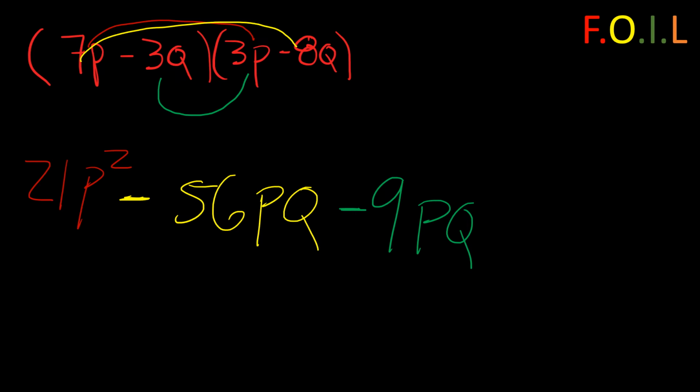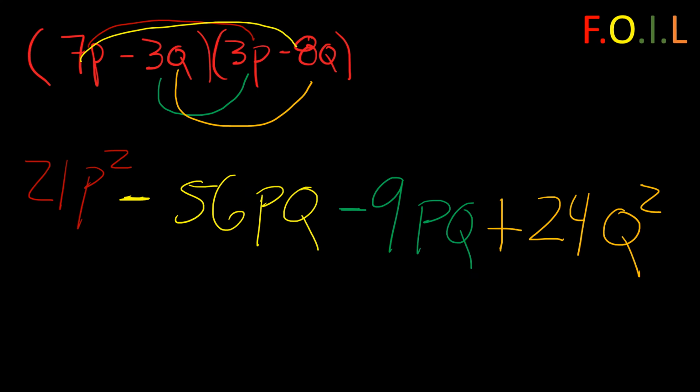And now we have to do our last. So we have negative 3q times negative 8q. Negative and negative is a positive. 3 and 8 is 24. Q and q is q squared. Awesome.